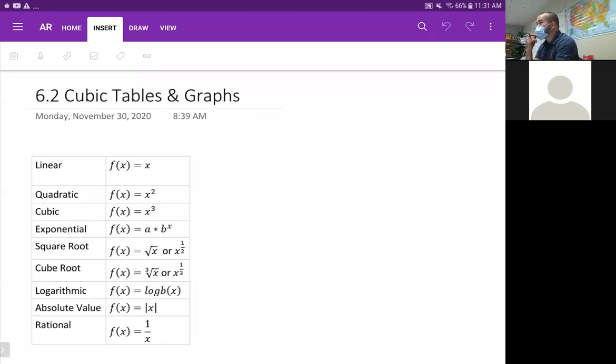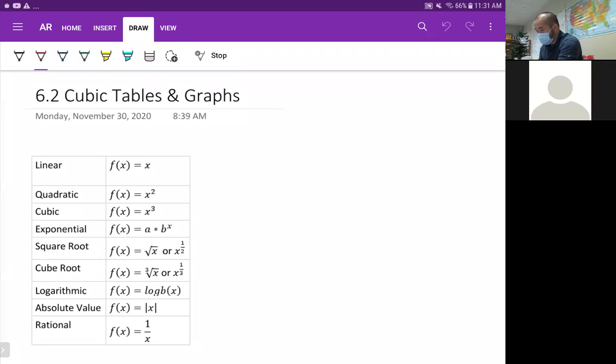So on 6.2 at the beginning, you have to identify different types of graphs. So these are the parent functions for those graphs. I will say that we've only done these 4. So you shouldn't run into the other ones. We'll cover the other ones next semester.